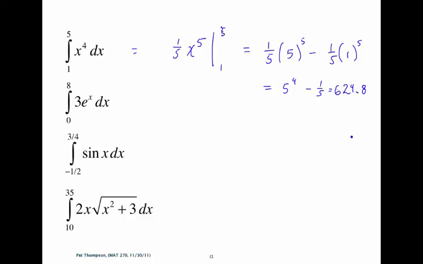Is it right now? So 624.8 means what? Total change when x changes from 1 to 5? Whatever y was increased by 624. Right. Whatever that quantity was, whose rate is x to the fourth, it increased 624.8 units.